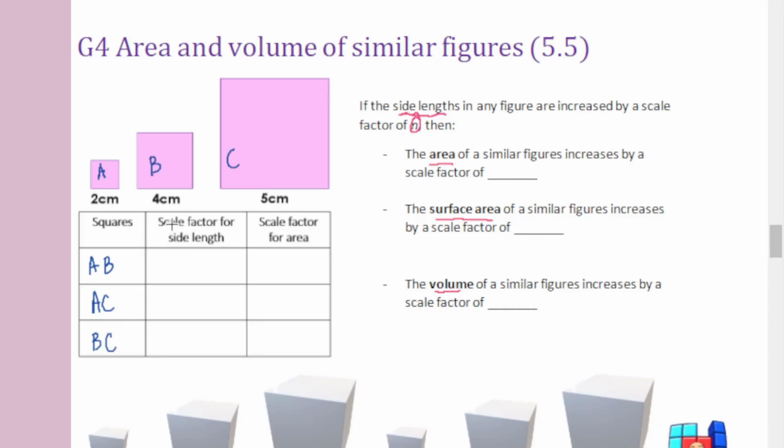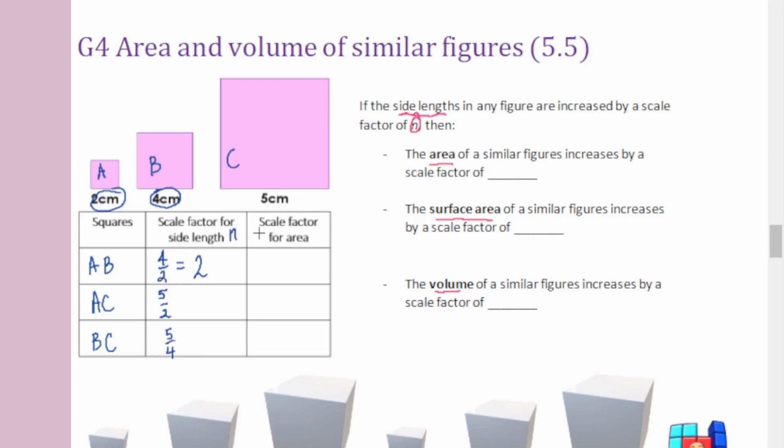Now the scale factor for the length, we're going to call it n. Let's have a look. So A and B, the scale factor is 4 and 2. So 4 over 2 is 2. The scale factor of A and C is 5 and 2. So 5 over 2. That doesn't simplify, so we're just going to leave it like that. And the scale factor for B and C is 5 over 4. And again, that doesn't simplify.